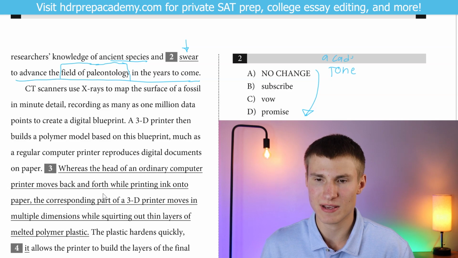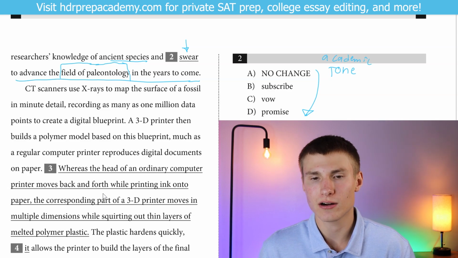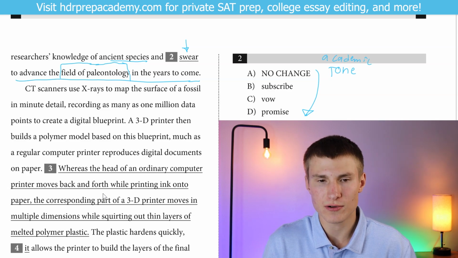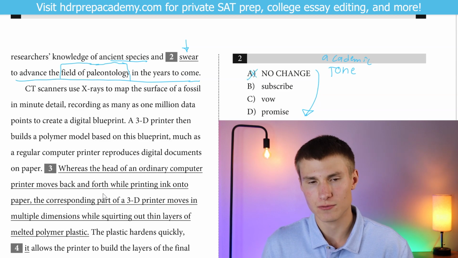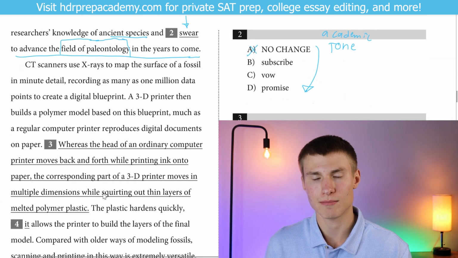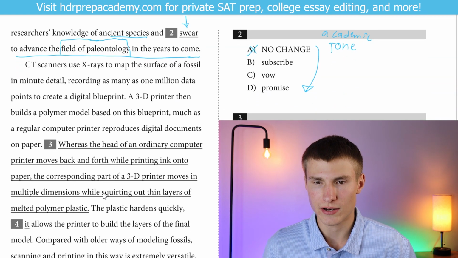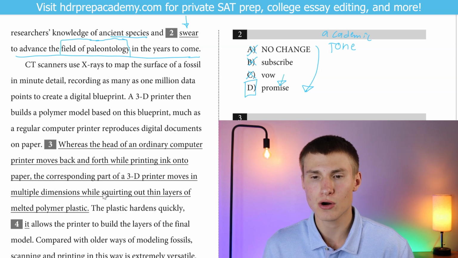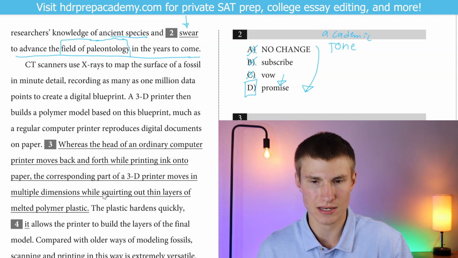So we can go ahead and write that down. We want to maintain that academic tone. If we take a look at our answer choices, we wouldn't say that they swear to advance the field of paleontology, right? And if we want to know what they is, we can go ahead and go up. We see that we're talking about the models. Okay, the models don't swear to advance the field. They don't subscribe to, they don't vow to, but they promise to. Okay, that's matching that tone, and it's also providing a word that has that correct meaning there. So we can go ahead and answer 2.